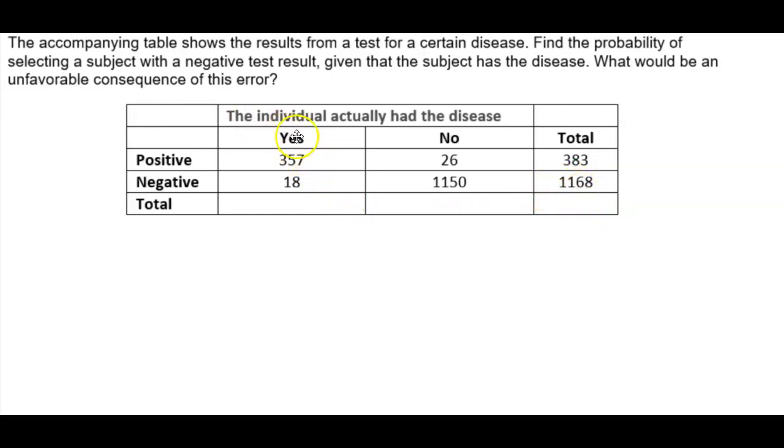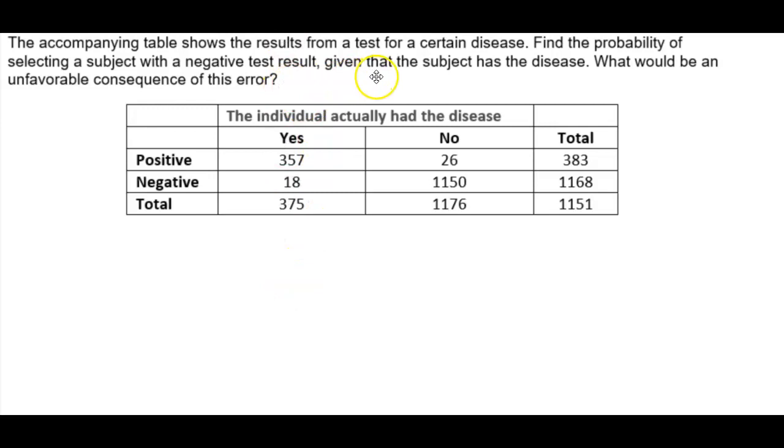Now, how many said yes? 357 that actually had the disease plus 18 gives us 375. And how many hadn't had the disease, where it said no? It was 26 plus 1,150, which is going to give us 1,176. So if we add the last row, it's going to give us the total amount in this survey, which would be 1,151.